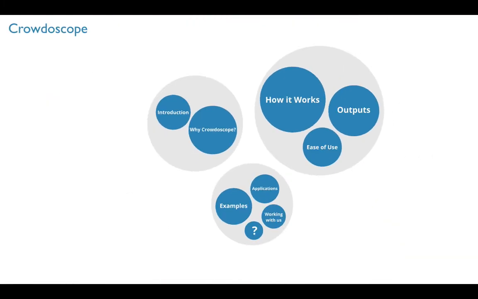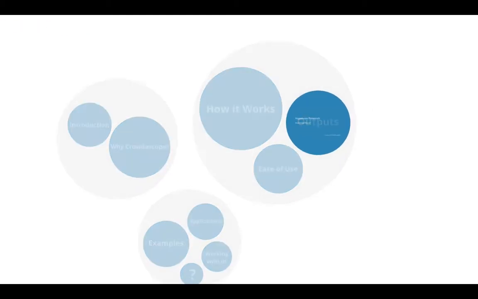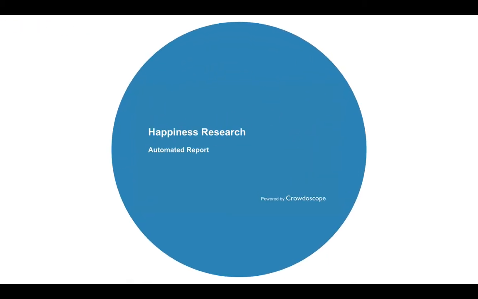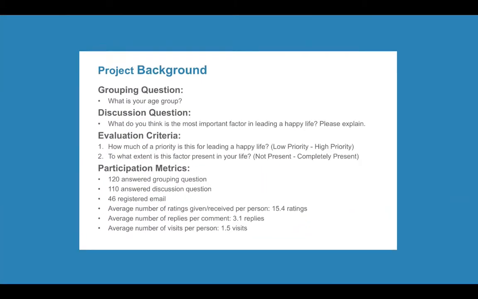Okay, so now let's look at some of the outputs that you can get from Crowdoscope. Now we've designed the system to be very easy to use, and part of the advantage of Crowdoscope is that because we're devolving in a way the text analysis to participants, a lot of the analysis is already done, so we're kind of synthesizing outputs. A lot of the outputs are already automated. So you can download PowerPoints or Excel, and this is an example of an automated PowerPoint report.